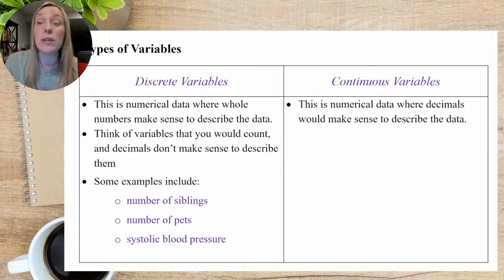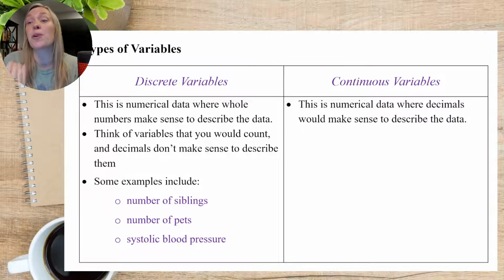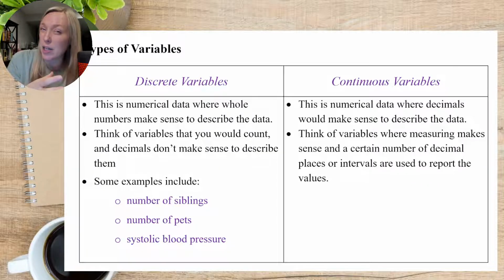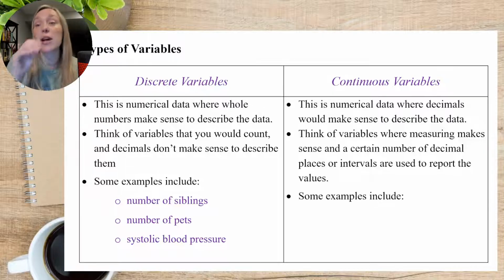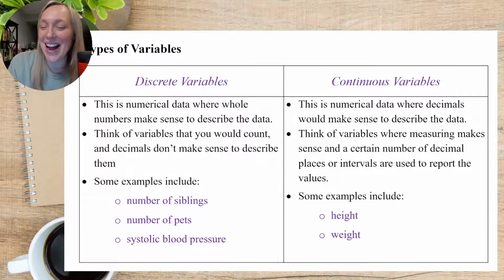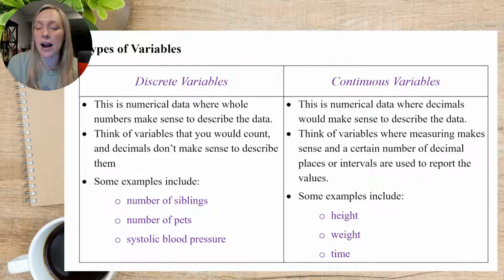So continuous data on the other side is numerical data where decimals make sense to describe it. So this is where, if you're measuring something, that's usually going to be a continuous variable, like measuring with a ruler, measuring with a scale, something like that. When that's used to report values, it's going to be a continuous variable. I'm used to saying random variable, ignore that. Some examples of continuous variables include height, weight, or even time. Many different types of continuous variables we're going to be talking about, but those are some examples.